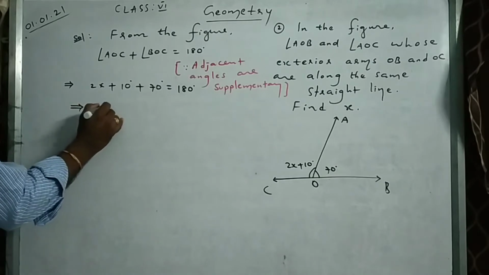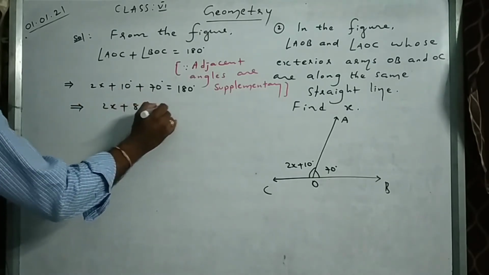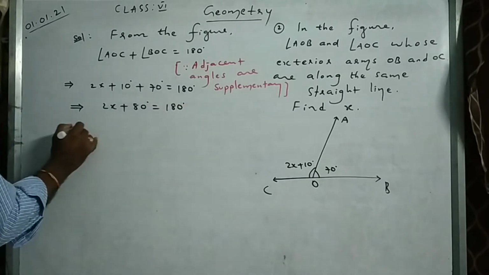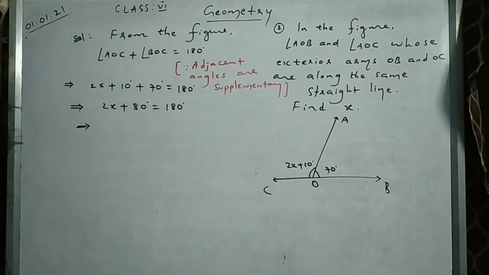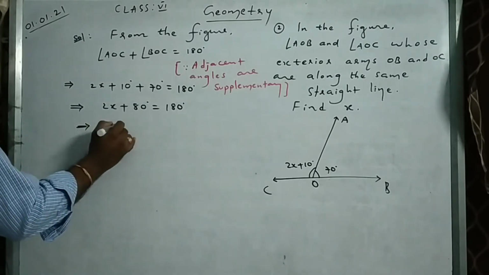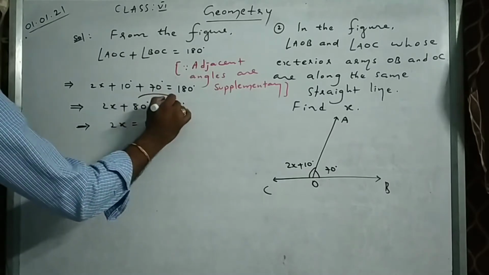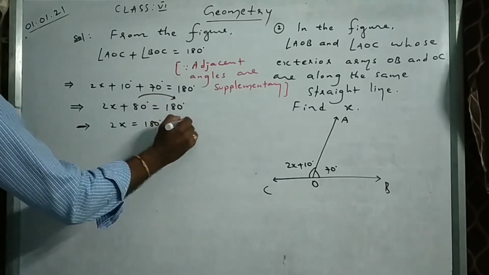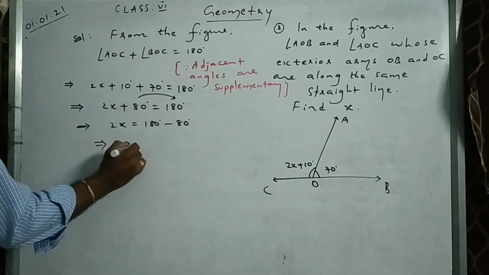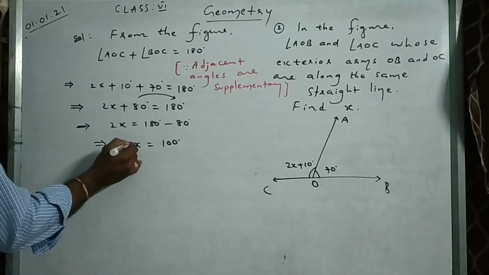So you can simplify this. 2x plus 70 plus 10, how much? 80. So 2x plus 80 equals 180. This is a linear equation in one variable, which we have already seen in previous classes. So 2x equals 180 minus 80, shifting that to the other side it becomes minus 80. 180 minus 80, how much? 100.